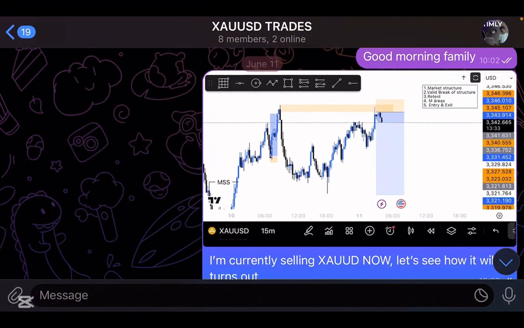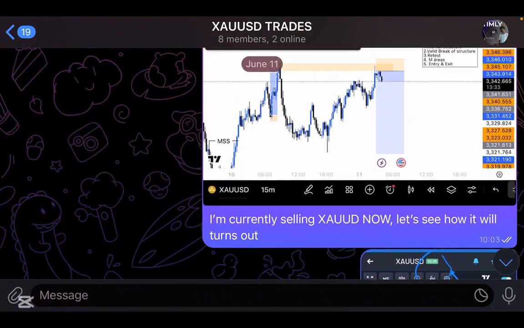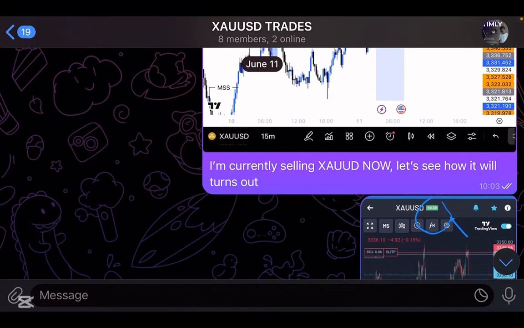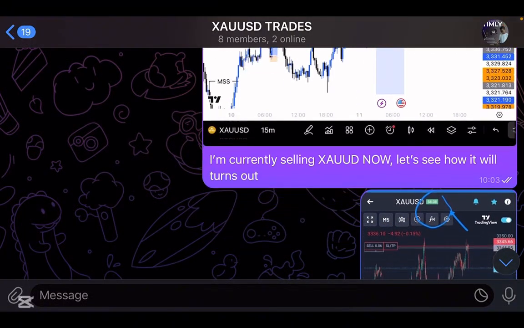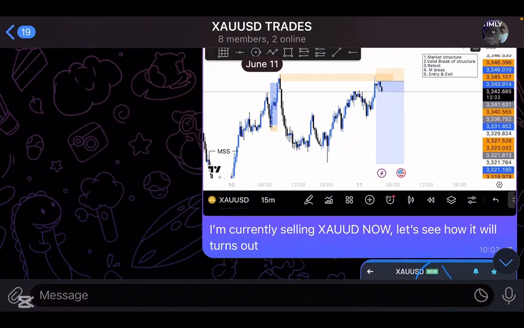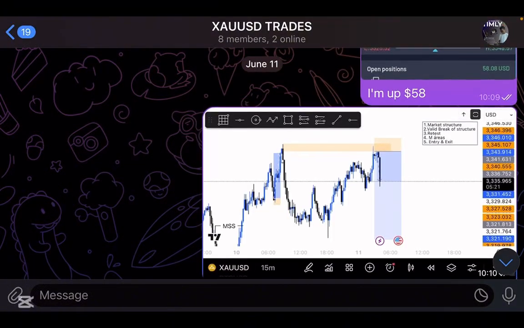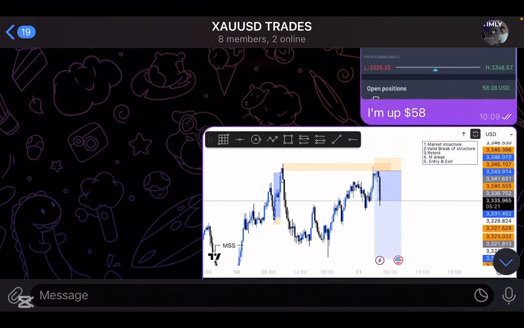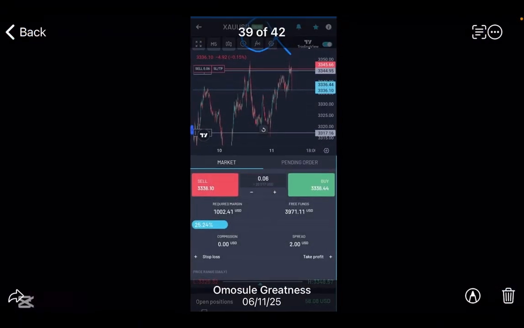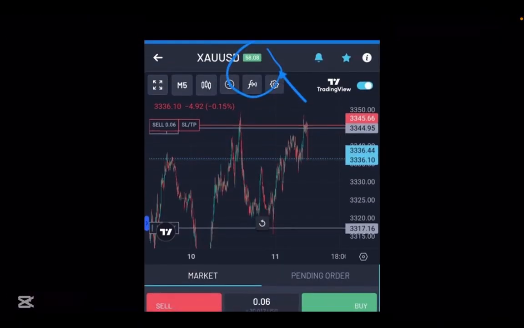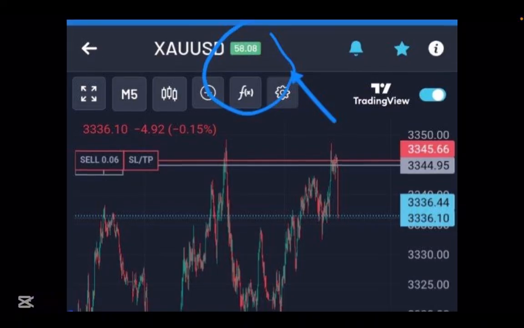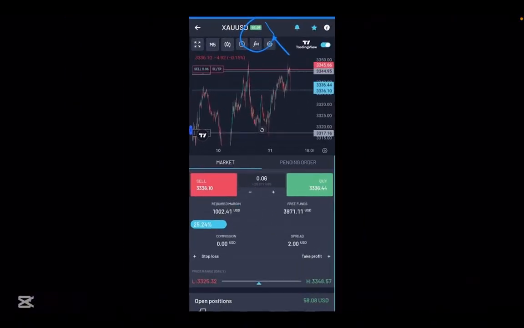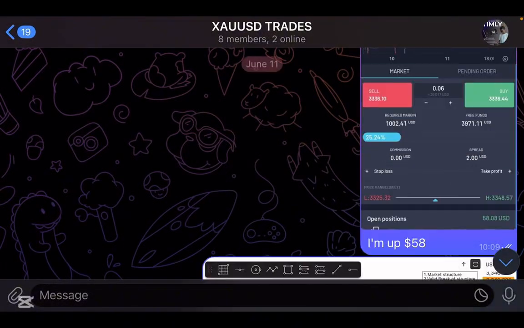So this is the second trade. Like I said, it was early in the morning that I spotted this. It was already after 9. If you check the time that I sent it, it's already after 9, and this is the before. And this was when the trade was in profit. And if you check here, you see I was already up on, I think, $58 right here. So already up on $58.